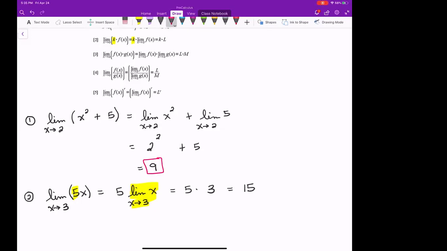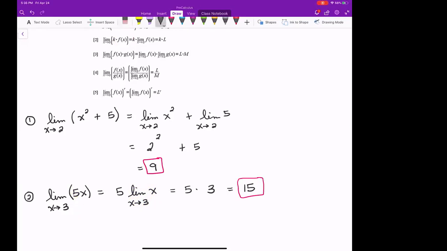which means my limit would be 15. But again, all I really did was plug the 3 in right here in the very beginning, which is what you were already doing. So I'm not trying to add anything extra on for you. I'm just trying to show you how these properties work so that way you can understand and use them.